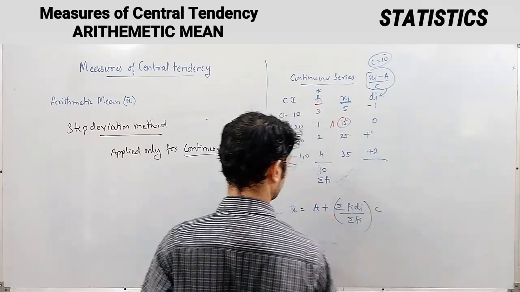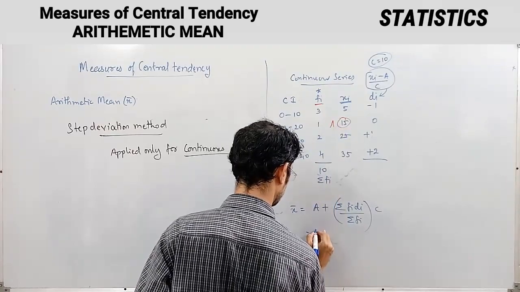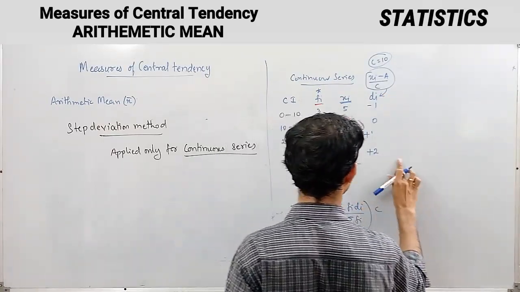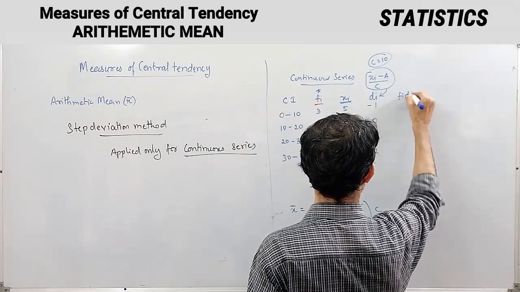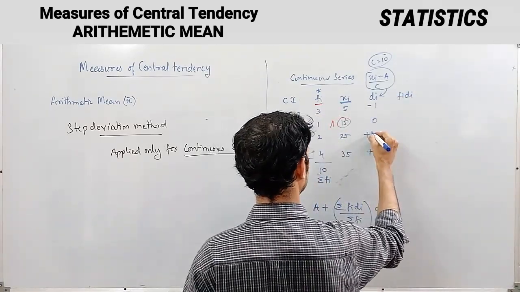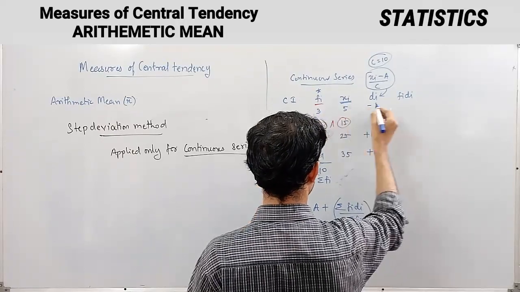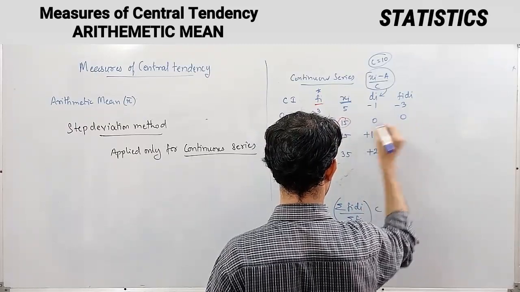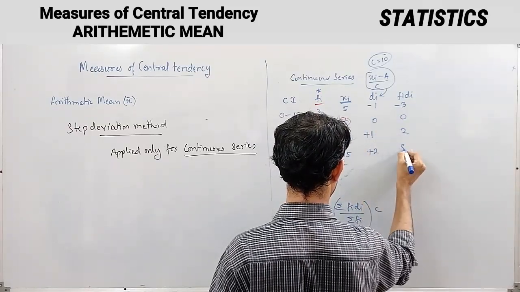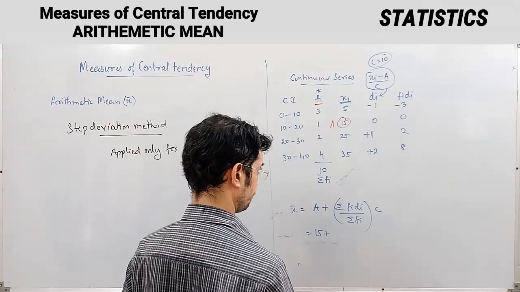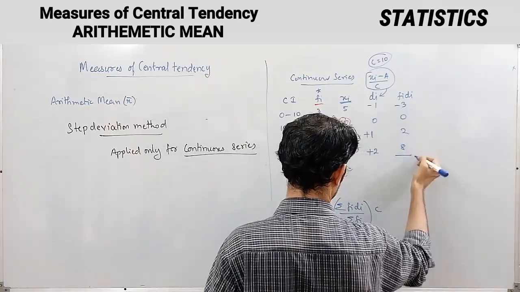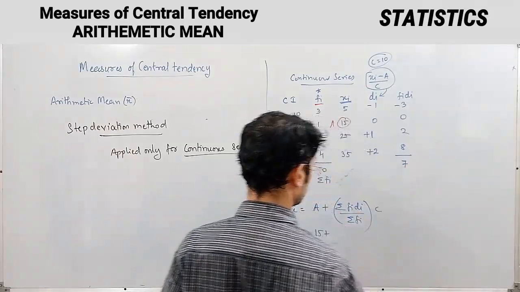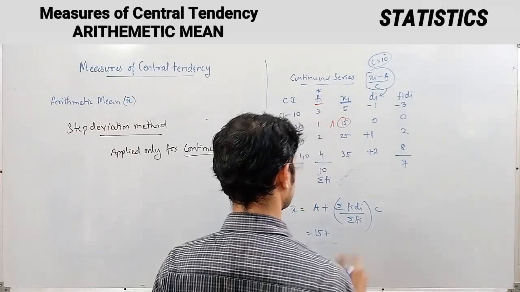Now fi di. What is fi di? We have A equal to 15. We need the sum of fi di's. First find fi di's. So 3 times minus 1 is minus 3. 0. 2 ones are 2. 4 twos are 8. Now you add all of them. This is minus 1, and this is 7. So we have 7 as sigma fi di.